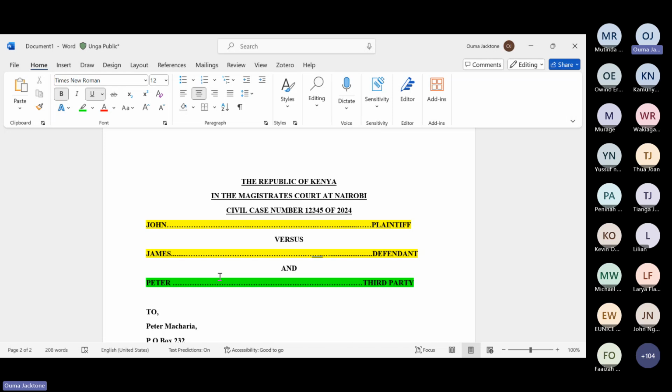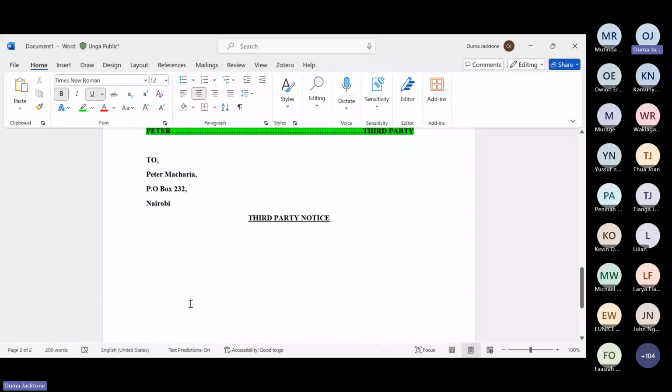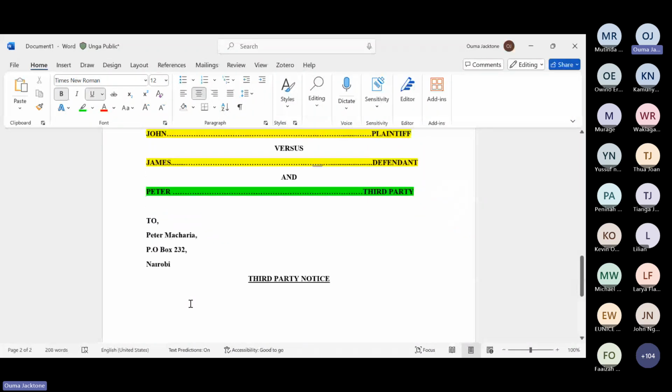So remember that there are two suits here. There's John versus James, and then there's a third party proceeding between James and Peter. They're all running concurrently, and one doesn't affect the other. And remember, Peter will only pay James if John is successful. If John is not successful, then the third party proceedings also are going to fail, because the third party proceeding depends on the main suit. Then you issue the third party notice, the party will enter appearance, there'll be a hearing, everyone will file their case, and the court will determine whether the third party is liable.